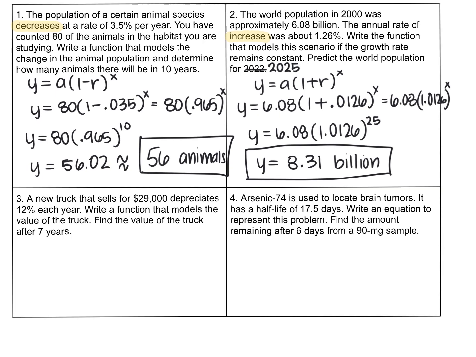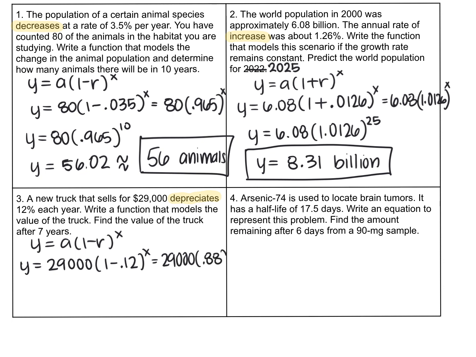Okay. Next, we have that a new truck that sells for $29,000 depreciates 12% each year. Write a function that models the value of the truck and find the value of the truck after 7 years. So depreciates is my key term here, and that does mean lose value. So it is going to be decay, so 1 minus r to the x. So I have y equals 29,000 times 1 minus 0.12 to the x, which becomes 29,000 times 0.88 to the x.